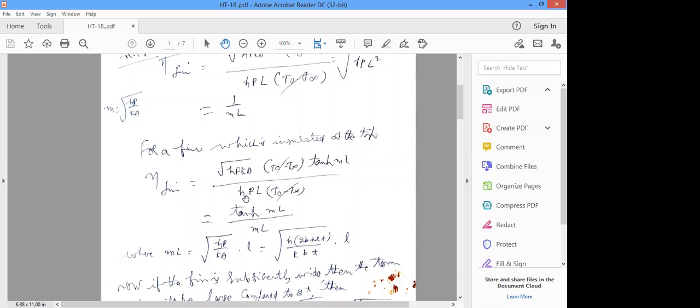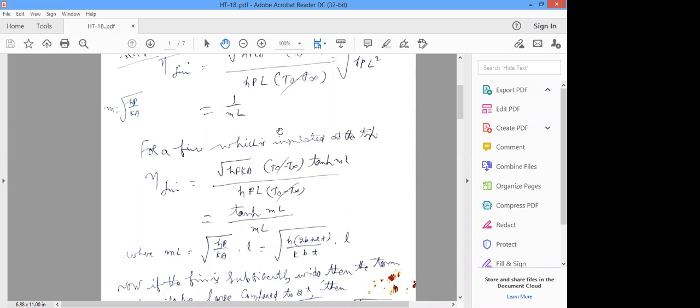Then you have to convert heat transfer rate using HA delta T. That is the maximum heat transfer rate if the pin surface area is entirely at the base temperature T naught. So for a pin insulated at the tip, efficiency of the pin is equal to the heat transfer rate through the pin, root HPKA into (T naught minus T free stream) into tan HML, divided by HPL into (T naught minus T free stream). So efficiency of the pin is equal to tan HML by ML.